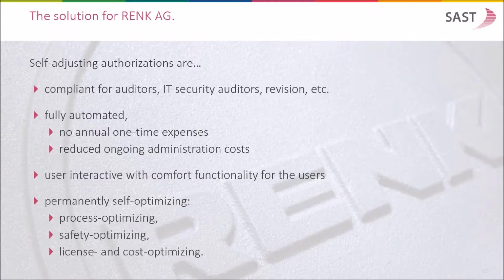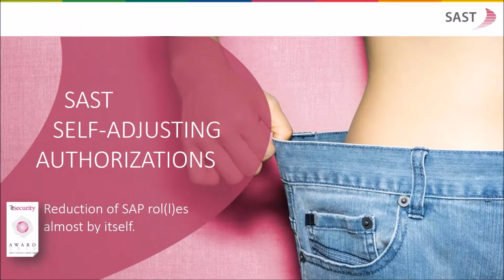Things around the additional results will be at least, of course, the license and cost optimization, and of course, safety optimization, and you will reduce the processes and the activities and the time frame for these processes. So reduction of SAP roles almost by itself. So it's a little bit of SAST logic and magic behind at this stage. And we'll receive a specific award at a big IT security fair in Nuremberg.